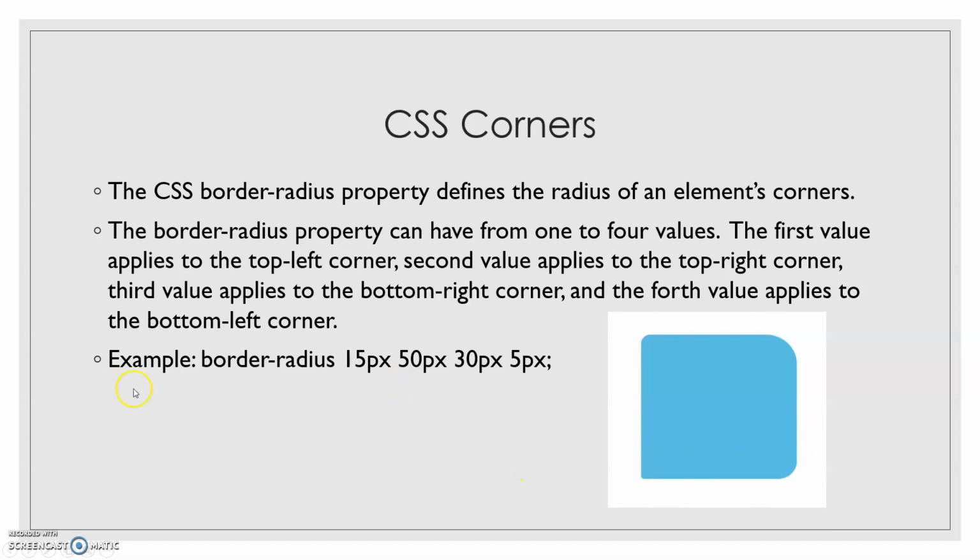So in this example, you can see I've used the border radius 15 pixel by 50 by 30 by 5. So you can see the 15 on the top left-hand side right here. And then the 50 pixel, which you can see is more of a rounded edge on the top right-hand side. And then the 30 is going to be on the bottom right. And then the 5 pixel is going to be on the bottom left-hand side, which you can see is not as rounded with using the 5 pixel there.